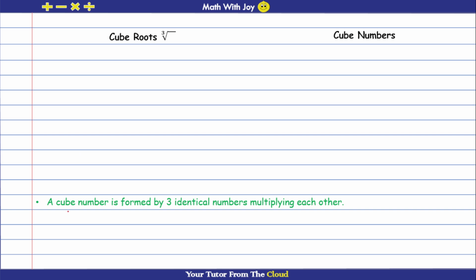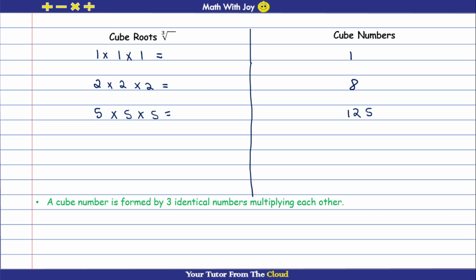So remember, if you say 1 multiplied by 1 multiplied by 1, let me just divide this into two columns, the answer will be 1. Then 2 multiplied by 2 multiplied by 2 gives you 8. We know that 5 multiplied by 5 multiplied by 5 is going to give you 125.